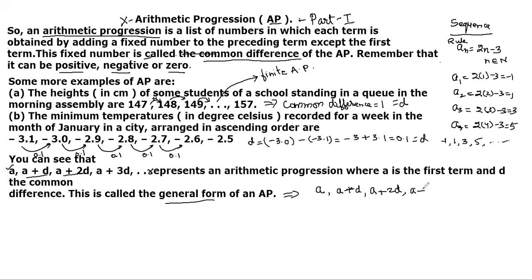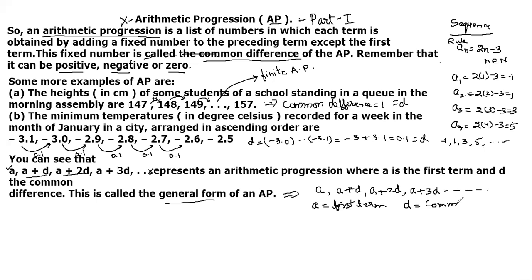Fourth term will be A plus 3D, and like this, so on. So here A is called the first term of the AP, and D is called the common difference.